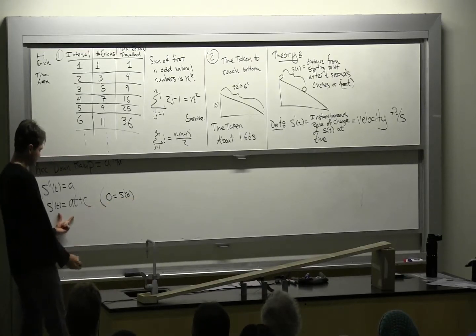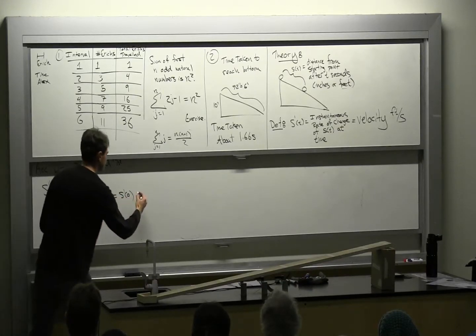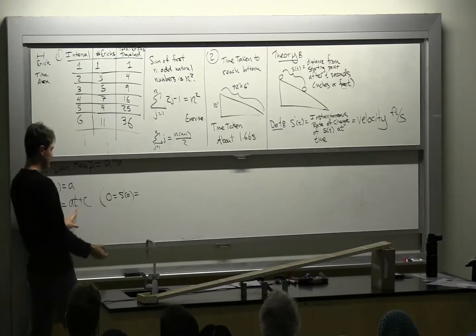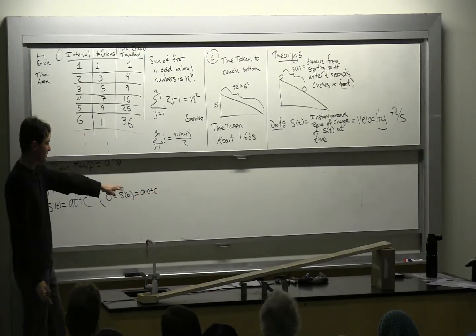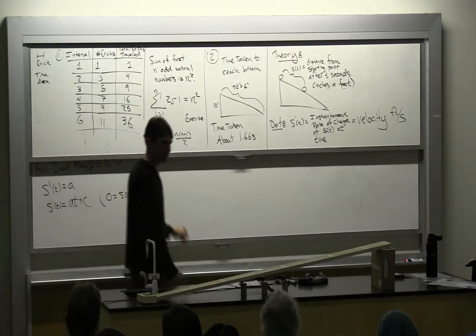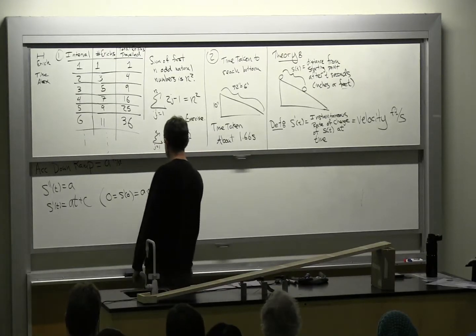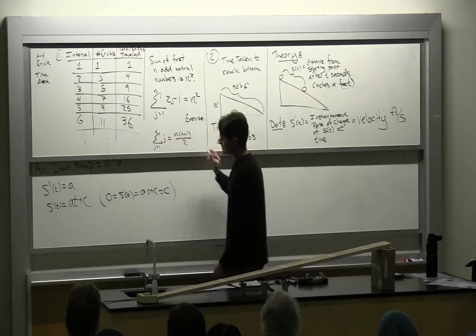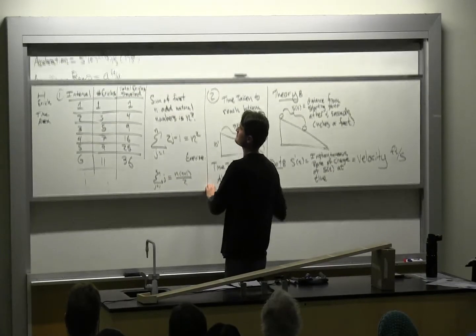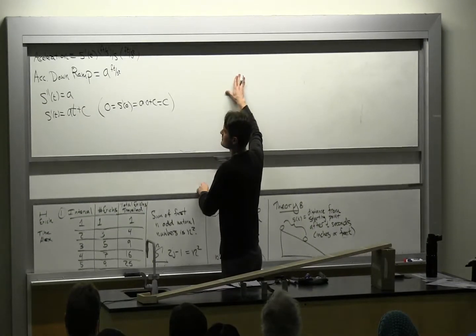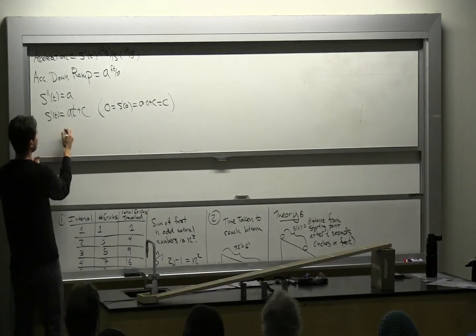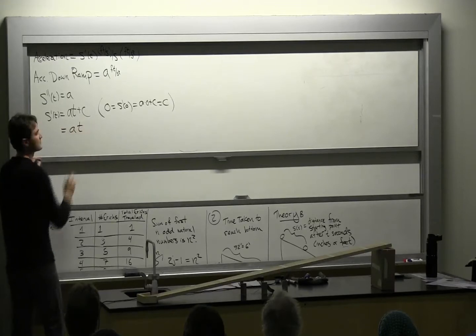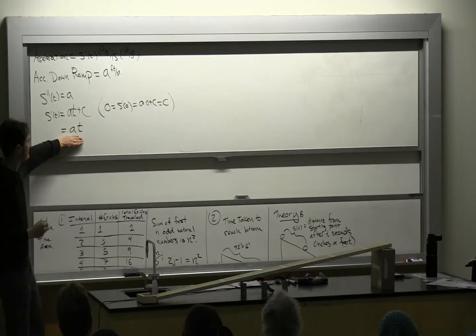But we know that s prime of t is of this form. So when I plug in t equals 0, I get a times 0 plus c. Well, it doesn't matter what a is. A times 0 is 0. So this is just equal to c. Therefore, c is equal to 0, which means that our velocity function is just a times t. So that's our velocity, a times t.